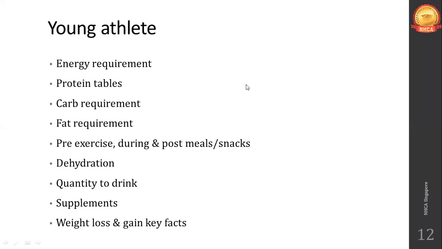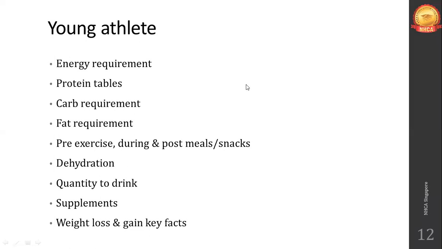Then dehydration. Why is it that the young athlete is at higher risk of getting dehydrated as compared to an adult athlete? You can expect such questions. And how much water should they drink before, during, and after workout? Young athlete supplements: are they actually necessary, and what kind of supplements are necessary? Creatine, is it required in young athletes or not?